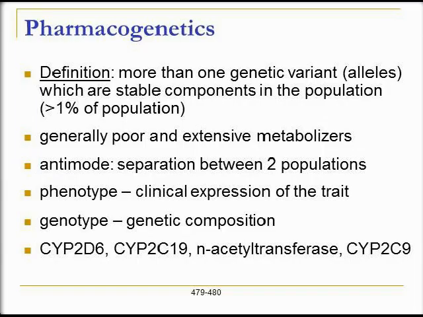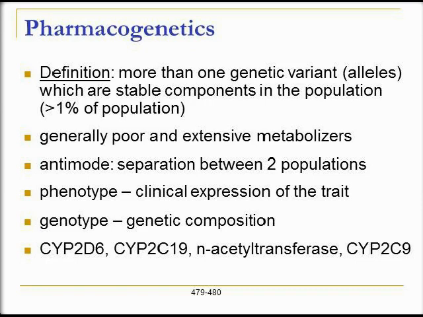All right, starting on page 479 then, I have some information on pharmacogenetics, the definition of which is where more than one genetic variant exists stably within the population. So it has to account for more than 1% of the population, and it's a specific variant, and it's stable. Generally then, when that happens, we can divide the population into poor metabolizers and extensive metabolizers. And you can see a picture of that on page 479.